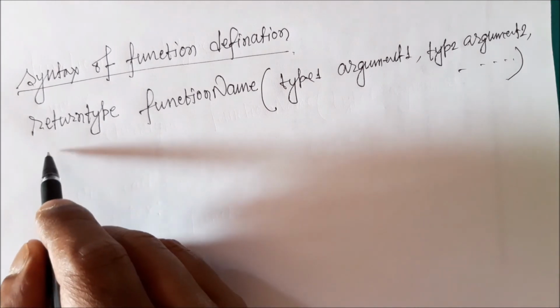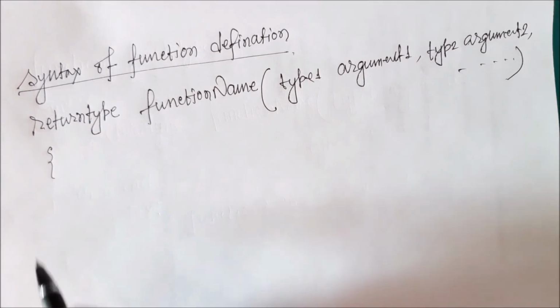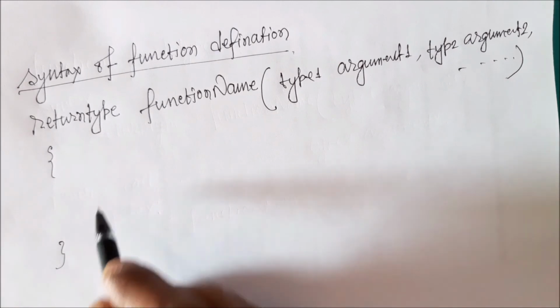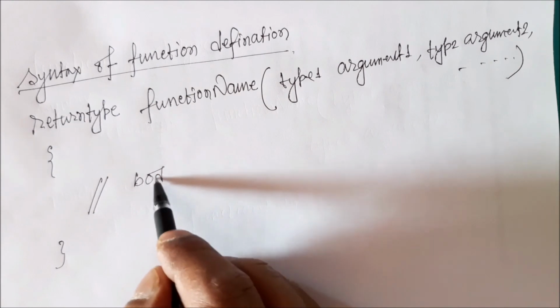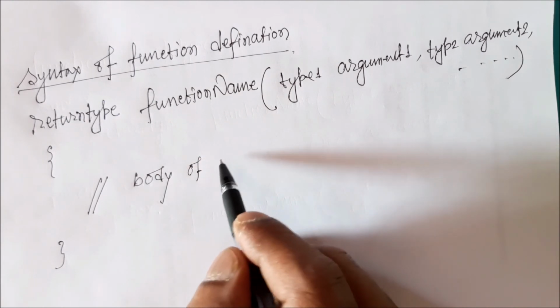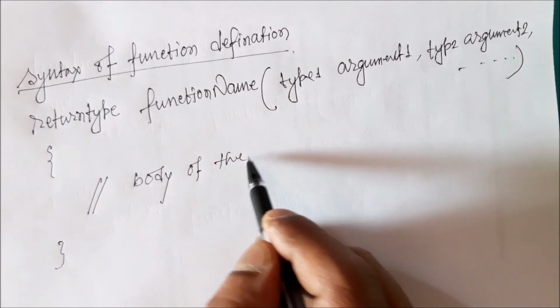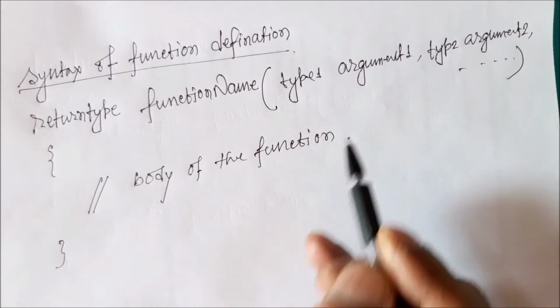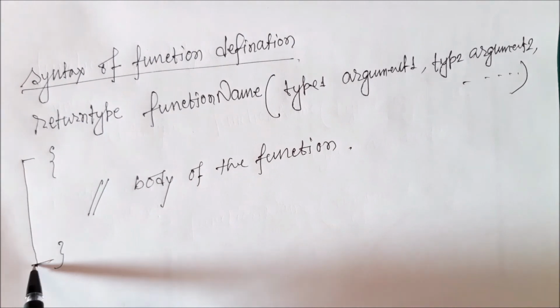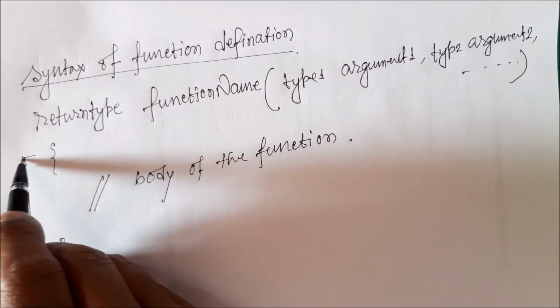Then we have an opening curly bracket and a closing curly bracket, and that part is called the body of the function. This part is called the body of the function.